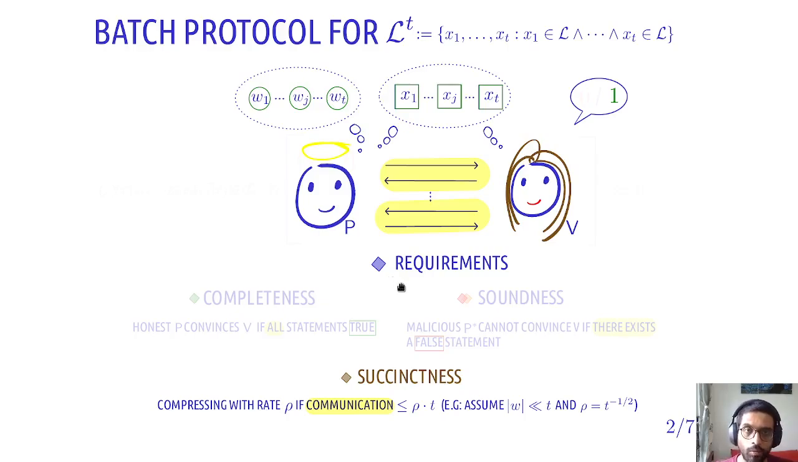So what does the succinctness requirement say? It says that the protocol is compressing with rate rho, for some rho less than 1, if the communication, shown here in yellow, is at most rho times t. For simplicity, you can assume that the size of the witness is much smaller than the number of instances t.